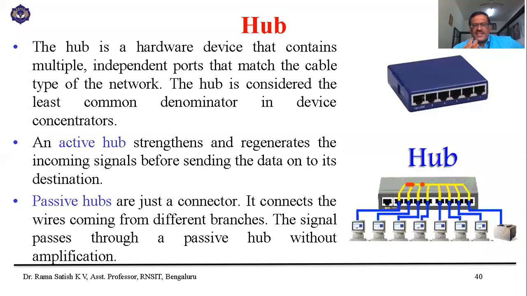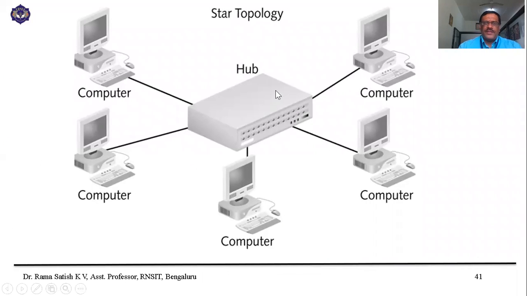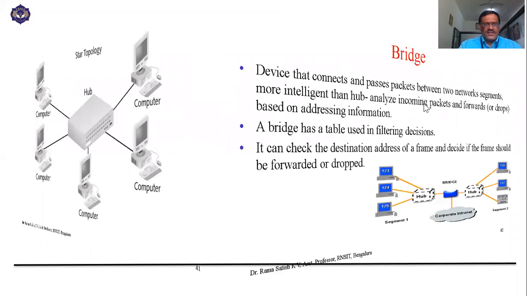Whereas passive hub, it is just a connector. It connects the wires coming from one branch to another branch, and the signal passes through the passive hub without amplification. Amplification happens in active hub, and in the passive hub you don't have any amplification done. So that is the one thing that you should have observed. So normally we use this hub, and when we use this hub, your topology of LAN becomes star topology, as you are seeing on the screen.